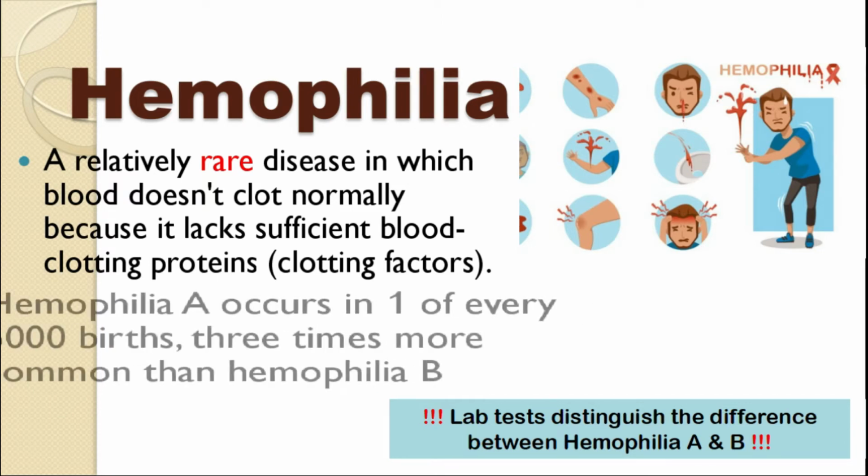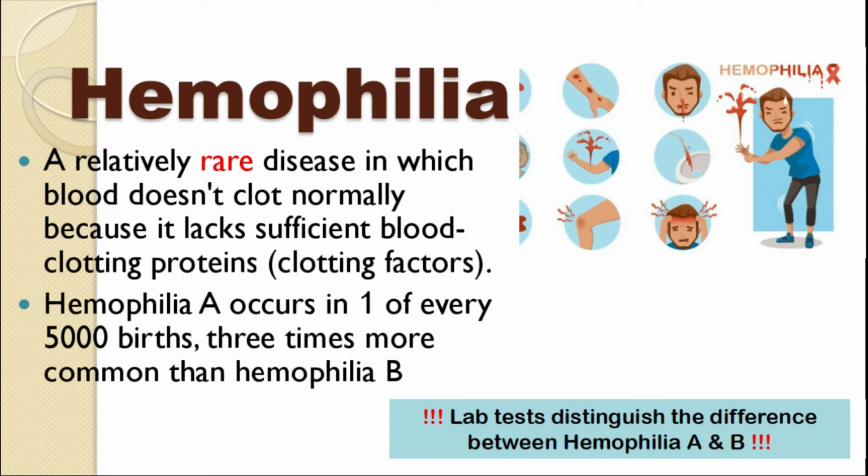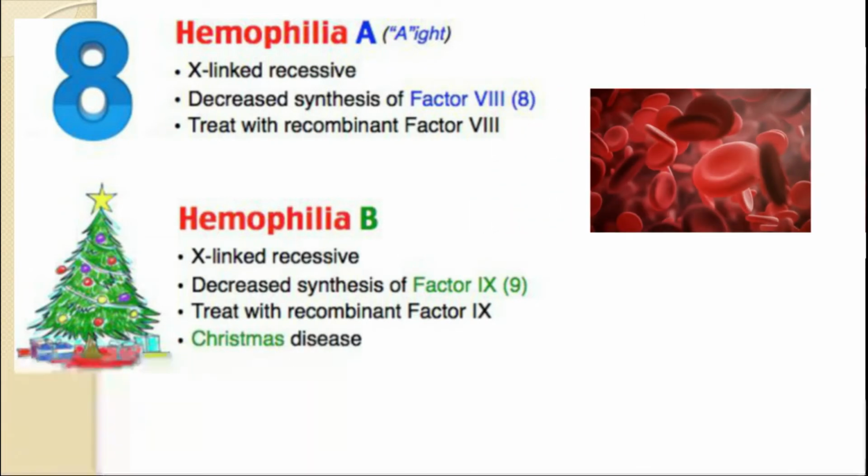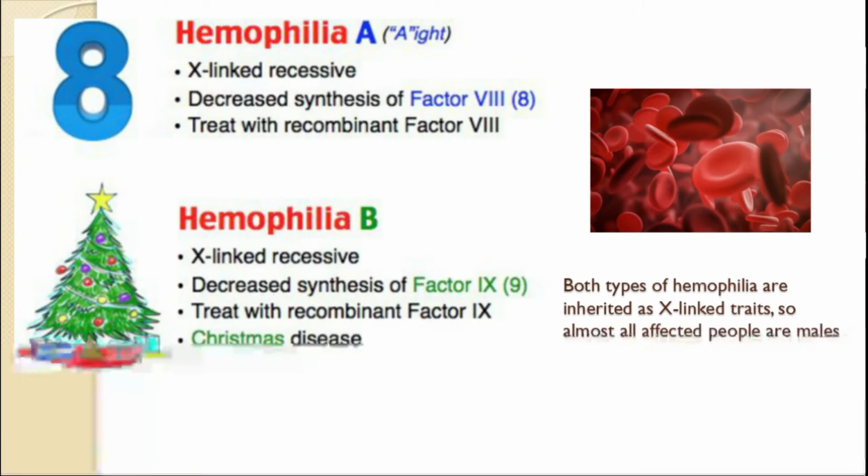Hemophilia A occurs in 1 of every 5,000 births, 3 times more common than hemophilia B. Hemophilia A is caused by a genetic defect that results in deficient or defective factor VIII, whereas hemophilia B is also called Christmas disease. It stems from a genetic defect that causes deficient or defective factor IX.